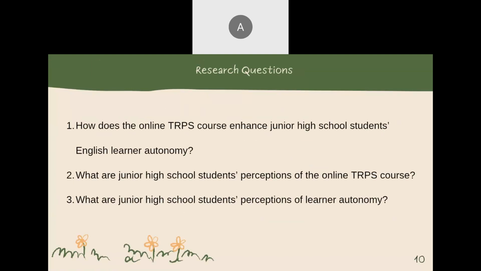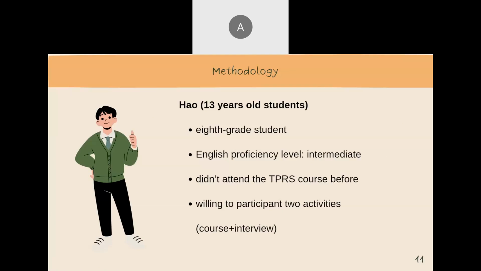And the second one is what are junior high school students' perceptions of the online TPRS course? And the third one is what are junior high school students' perceptions of learner autonomy? So here's my participant.